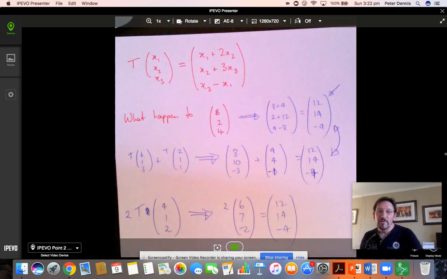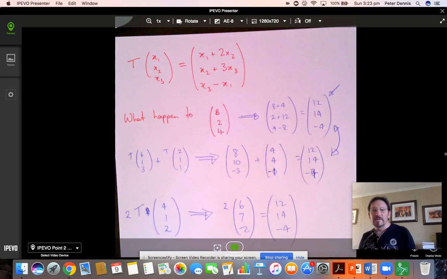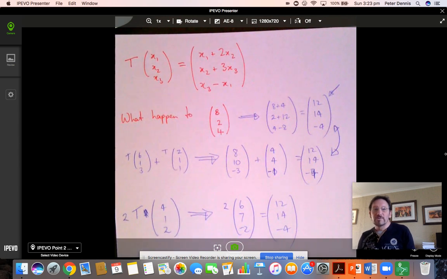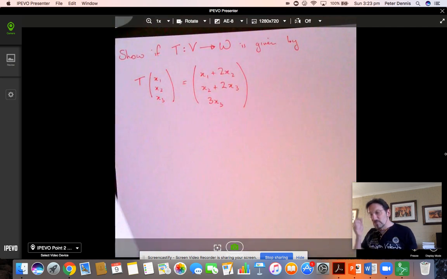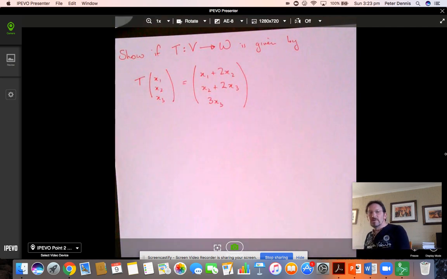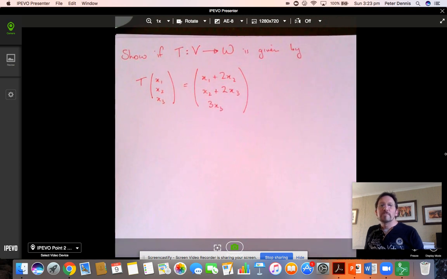So this is not a proof, obviously, because I've only used it for one point. For this point, it looks like it's a linear transformation. To obviously prove it, we need to do it for general x and y, which becomes a little bit more substantial. So let's see how we would prove it for this, and I'll try to be fairly quick.